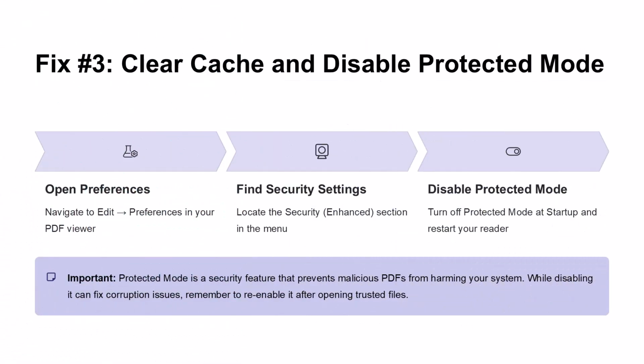If that doesn't work, clear your PDF viewer's cache. In Adobe Reader, go to Preferences, then Security, and turn off Protected Mode temporarily. On mobile, clear the app cache under Storage in the app settings. This forces your viewer to load a clean version of the file.